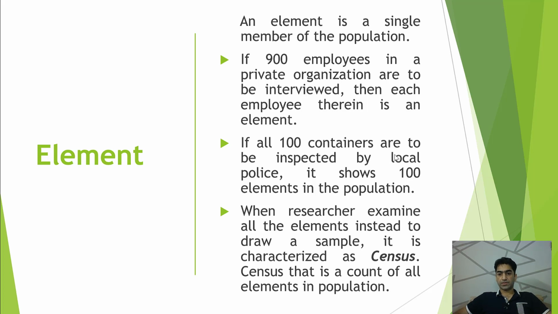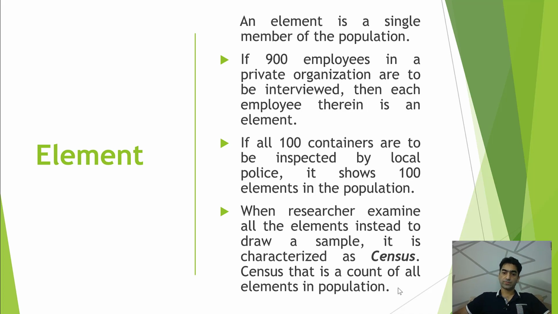If all 100 containers are to be inspected by local police, it shows 100 elements in the population, because in this case the police know the total count, and that is they have to inspect 100 containers, and these 100 containers are the population. When researcher examines all the elements instead to draw a sample, it is characterized as census. Census is basically a count of all elements in a population.